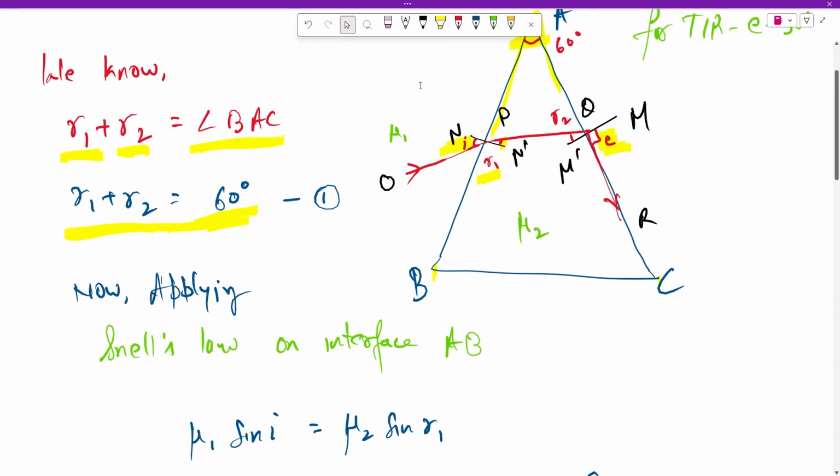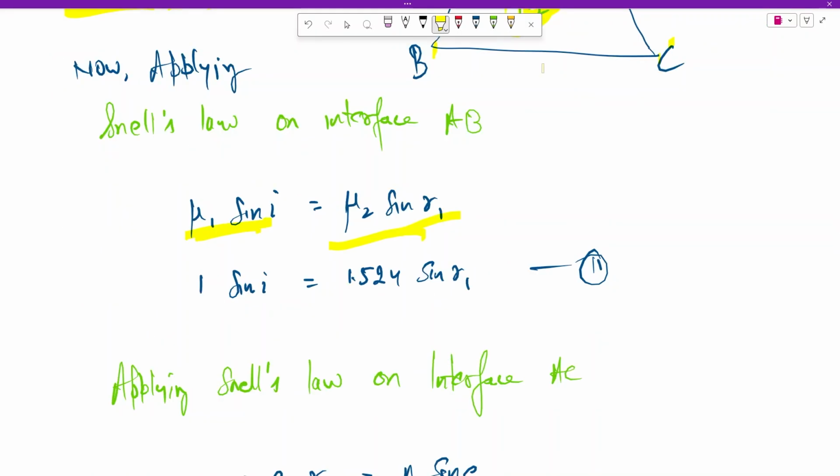Now we will apply Snell's law on these two faces AB and AC. Applying Snell's law on face AB, if the outer medium has refractive index mu1 and the prism has refractive index mu2, then mu1 sine I is equal to mu2 sine R1. So we can say that mu1, the refractive index of the medium surrounding the prism, is 1, and sine I would be equal to 1.524 times sine R1.